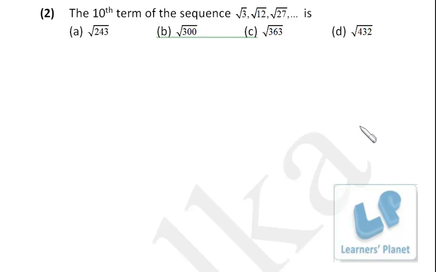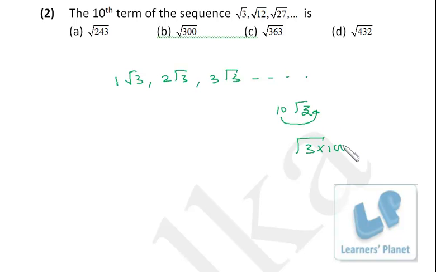Now the 10th term of this sequence: root 3, root 12, root 27. So I can write root 3. 12 is 4 into 3, so it's 2 root 3, then it is 3 root 3 and so on, right? So precisely it's 1 root 3, 2 root 3, 3 root 3, so the 10th term will be 10 root 3, right? If 10 gets into the square root, it will be 3 into 100, or I can say root 300, right? As simple as that.